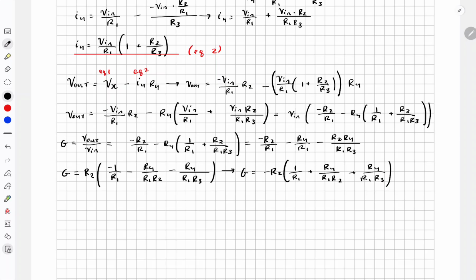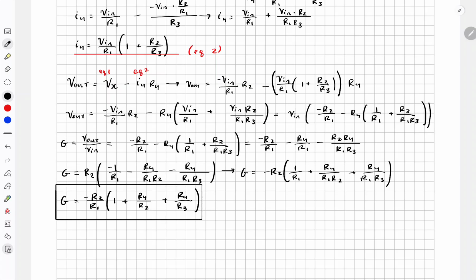Okay, R1 is present in all three denominators, so we can also factor out the 1 over R1. So it becomes negative R2 divided by R1 multiplied by 1 plus R4 divided by R2 plus R4 divided by R3. Yes, and now we are done. This is the form that the textbook puts the problem in.